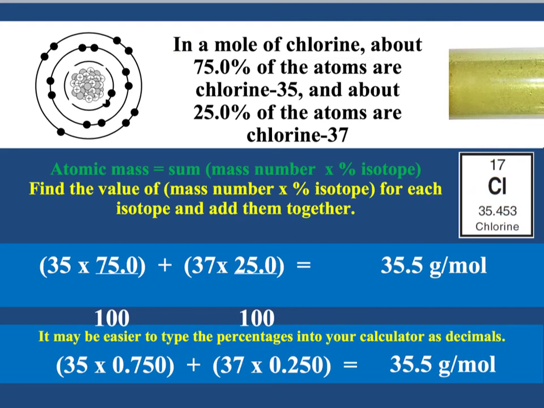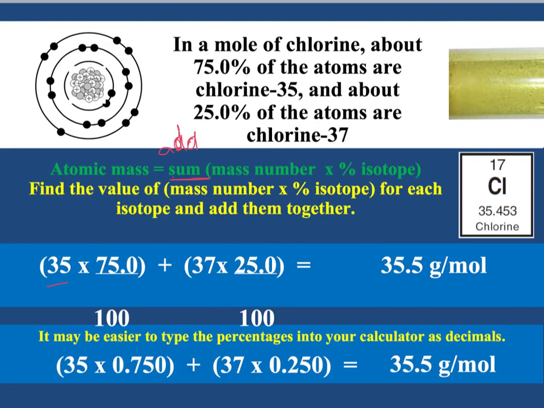Okay, so your atomic mass is a sum. I hope you remember that sum means to add, right? When you see sum in math, it means add. Well, sum in science means add as well. So it is a sum of the mass number times the percent of that isotope. So you find the value of the mass number times the percent isotope for each isotope, and then you add them together. Like this would be chlorine 35.